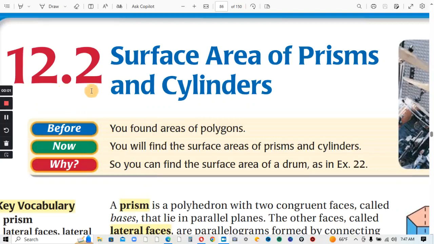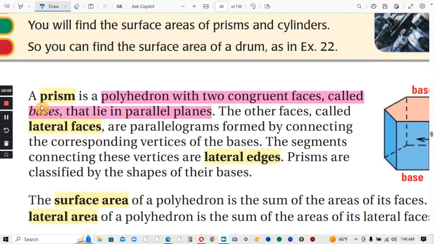Chapter 12.2, Surface Area of Prisms and Cylinders. All right, so the definition of a prism: it is a polyhedron with two congruent faces called bases that lie in parallel planes. Let's take a look.